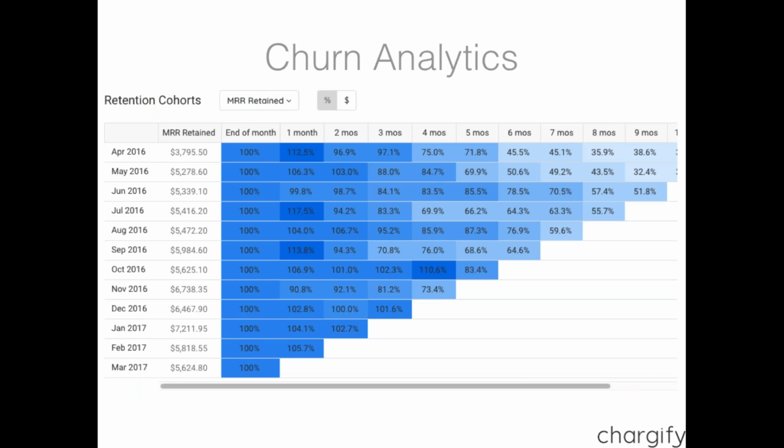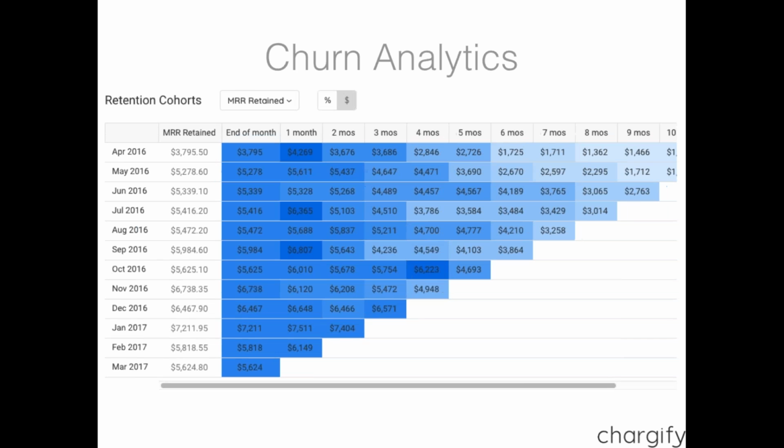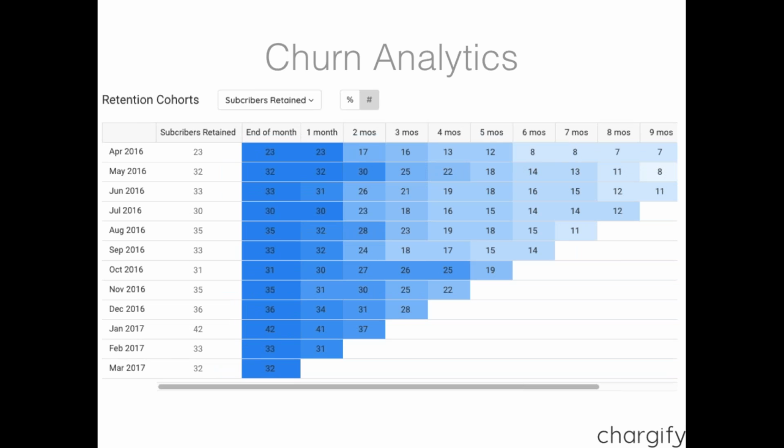Everyone's a big fan of cohorts, so we love to implement the churn cohorts whenever we can. At the bottom of this report is a cohort that looks at retention over time, and you can actually toggle between the MRR retained as either a percentage or a dollar amount. You can even break it down based off of the subscribers rather than the MRR, so we're looking at the volume of our subscriptions rather than the dollar value. And again, that can be broken down by the percentage or the number as well.